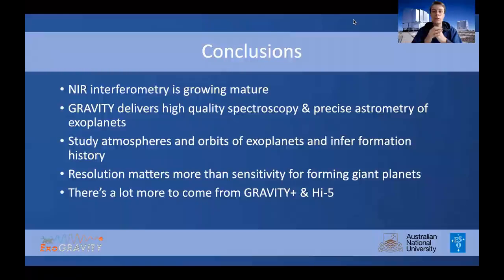So the take-home message is that near-infrared interferometry is growing mature. With GRAVITY, we can now measure high-quality spectra and precise astrometry of exoplanets, which enables us to study their atmospheric composition and formation history. Moreover, since nearby young moving group targets are rare, and the nearest star-forming regions are more than 100 parsec away, while protoplanets like PDS-70b are comparatively bright, resolution matters more than sensitivity. GRAVITY+ and Hi-5 will give us everything we need for finding more such objects.